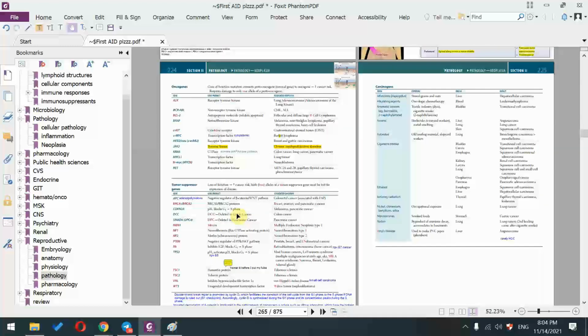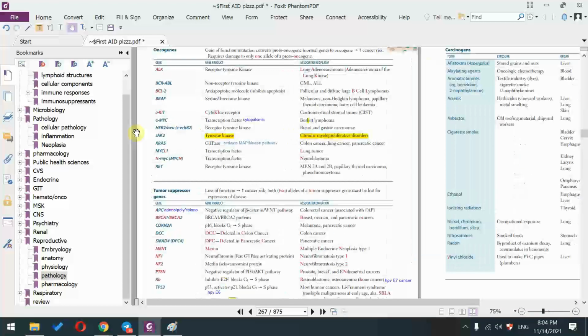Renal. Okay, guys, get a little bit energized. Neoplasia made you a little bit sleepy. So let's start with renal.